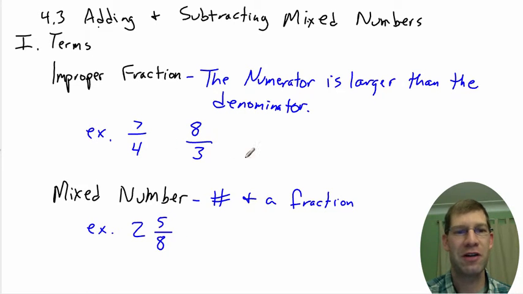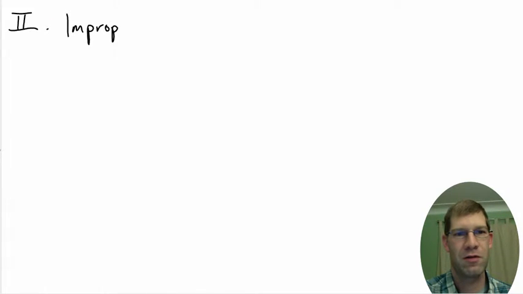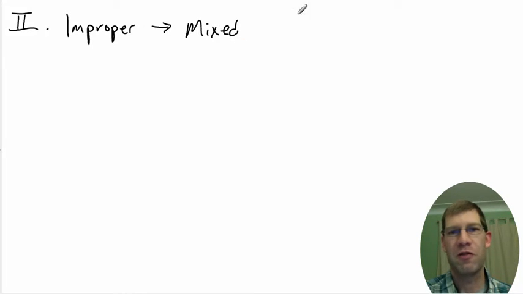So the main part I want to look at is, how do I take an improper fraction like 7 over 4 and change that to 1 3/4? And how do I take a number like 2 5/8 and change that to 21 over 8? So that's going to be my Roman numeral 2 and my Roman numeral 3. So Roman numeral 2 then, I'm going to go with that first one, an improper to a mixed. So how do I go from an improper fraction to a mixed number?